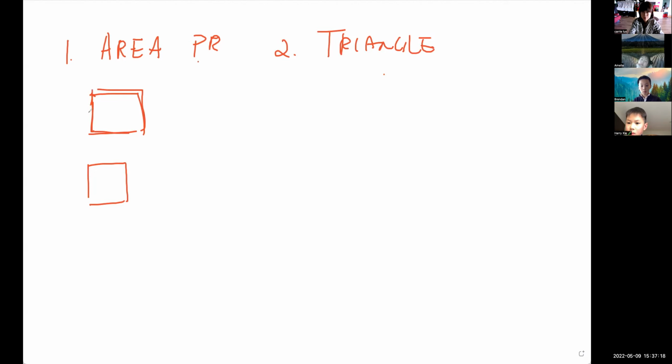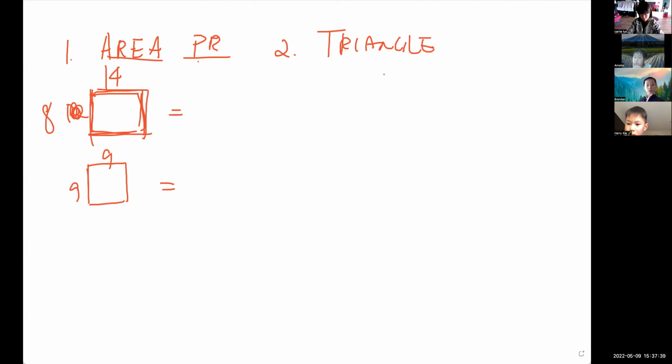Okay, so everybody, first, if I tell you this one is 14 and 12. So what is the area of this one? No, I just make it easier. So 14 and 8. Okay, and this one is 9 and 9. So please calculate the area and the perimeter for this rectangle and square.